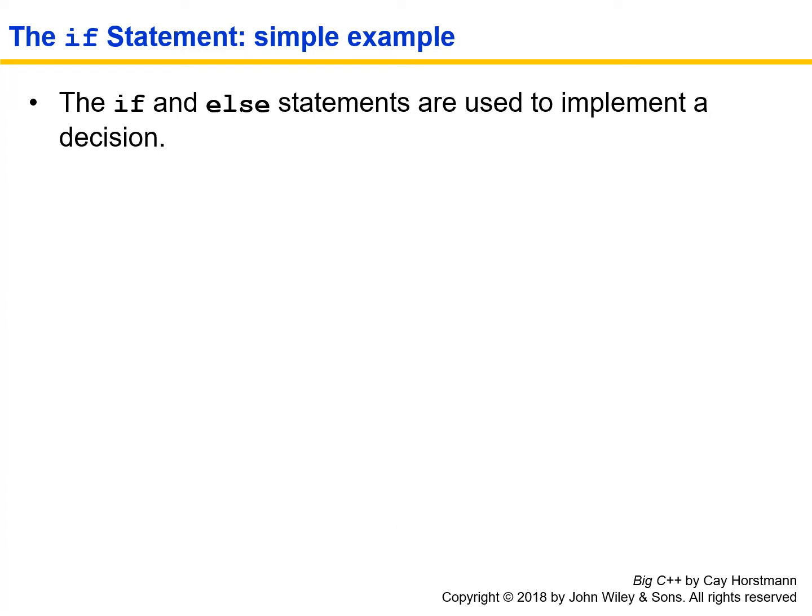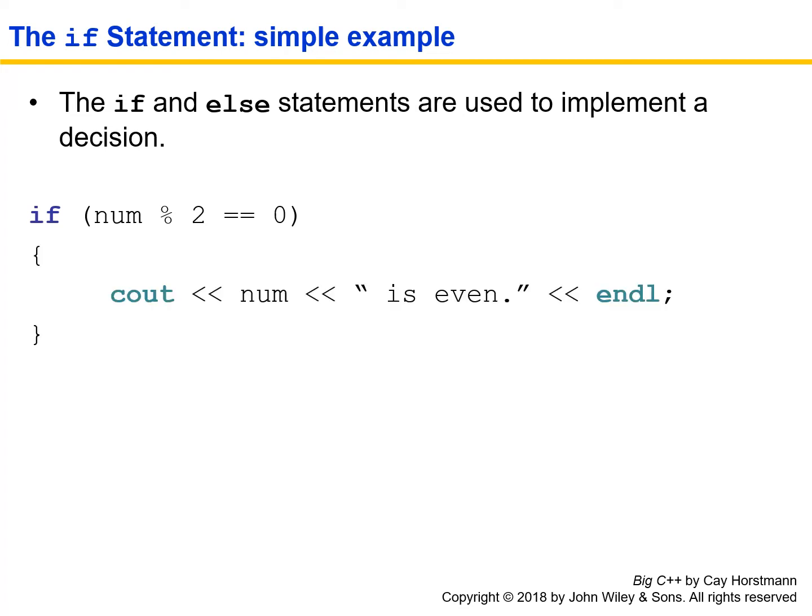Okay, so let's take a simple example. If num % 2 equals 0, that means the number is evenly divisible by 2. Then we can cout "num is even". Else, what are we going to do if else? Else means it's not evenly divisible by 2, so we're going to print "num is odd".